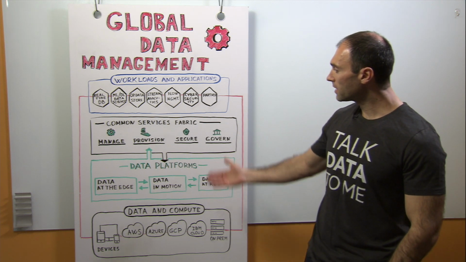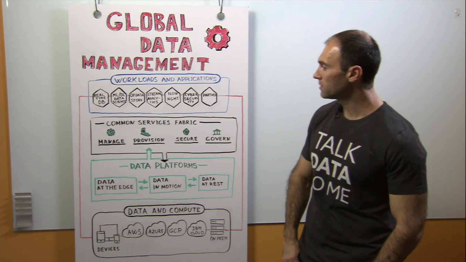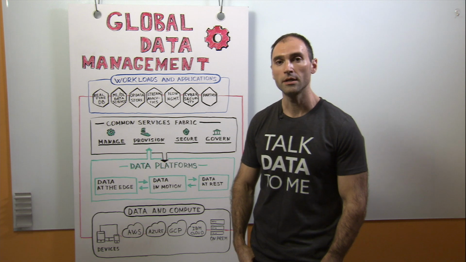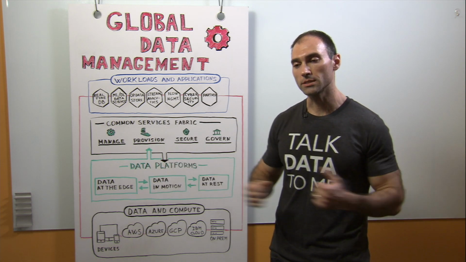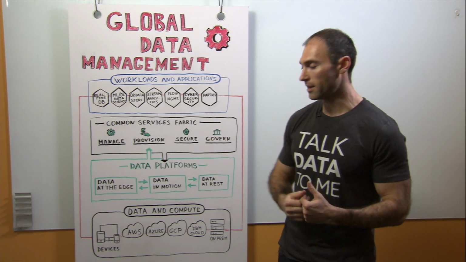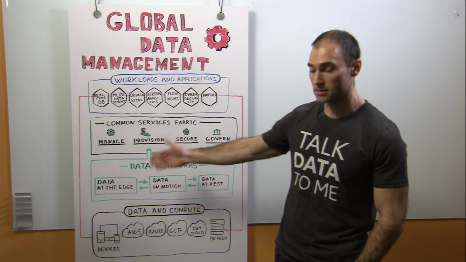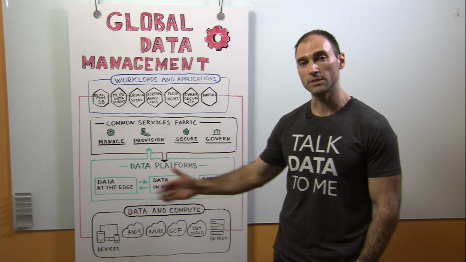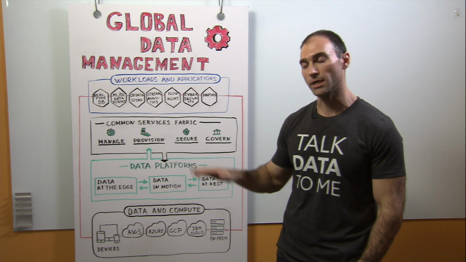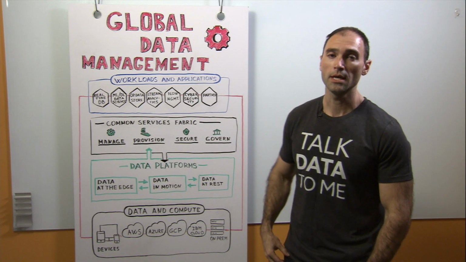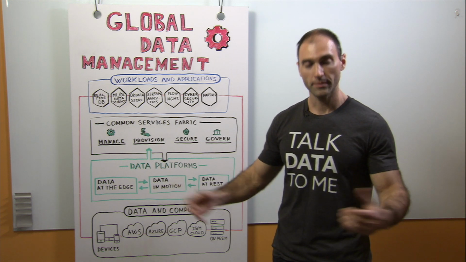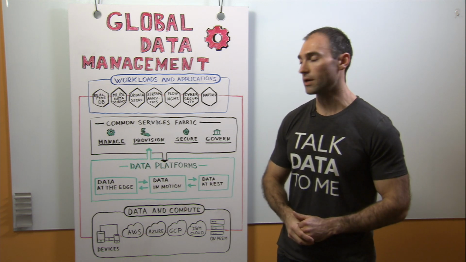And then finally, key concepts within the Common Services Fabric are security and governance. Now that your data really spans global scale, and some of this data originates on the edge, some of this data is in motion, and some of this data is actually at rest, you need to have a common layer of security and governance services that allow you to apply security policies no matter where the data resides.